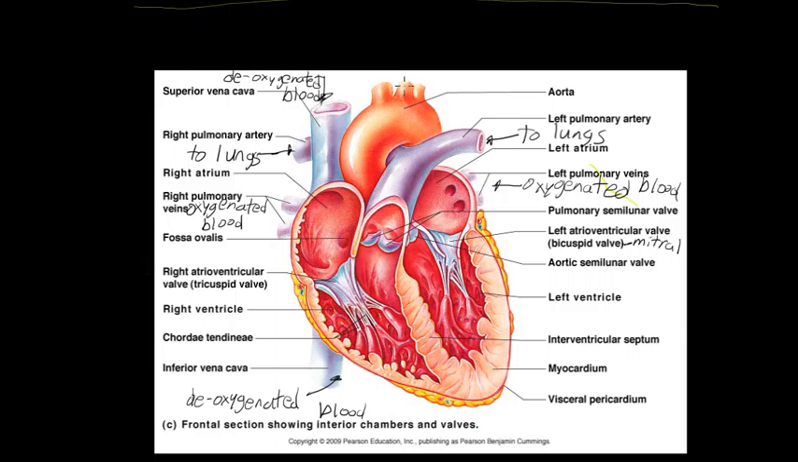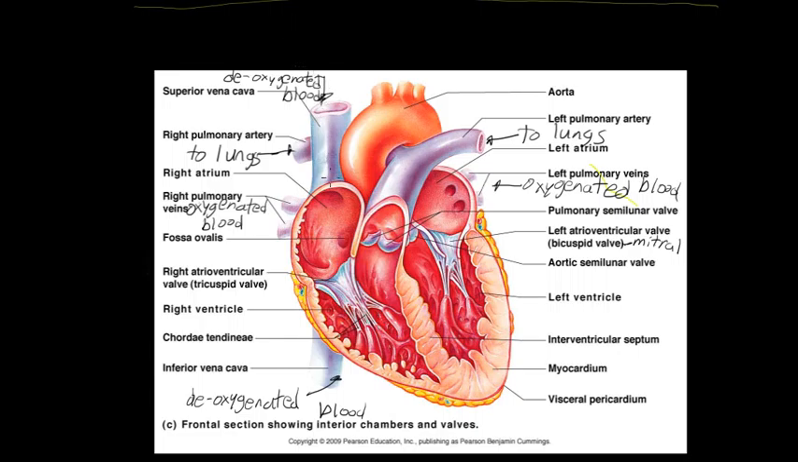they'll produce carbon dioxide as a waste product, and that deoxygenated blood once again re-enters the heart through the superior and inferior vena cava and flows into the right atrium and then into the right ventricle, and this cycle continues. But that's basically the path of blood flow through the heart.